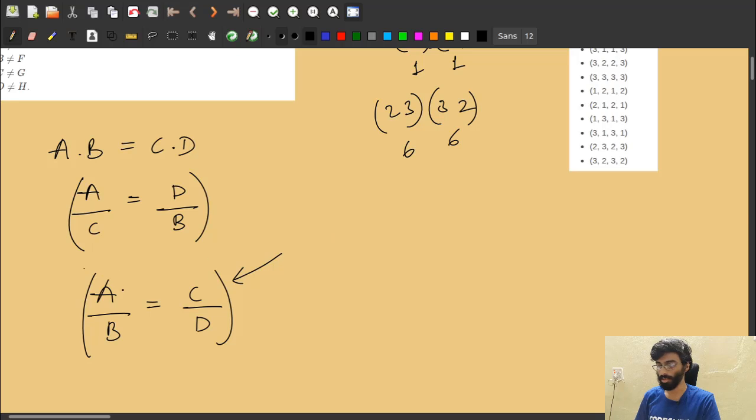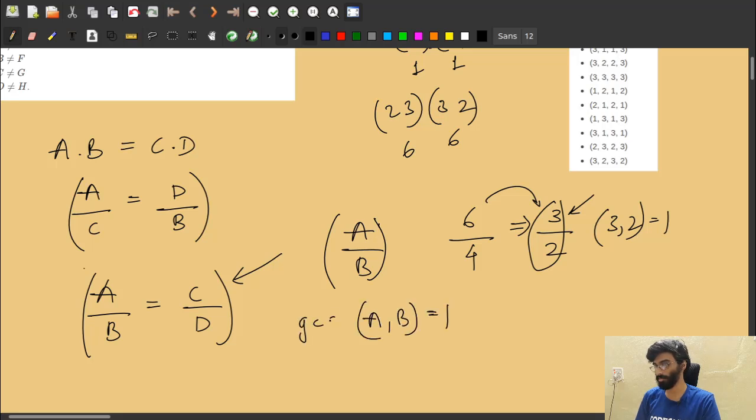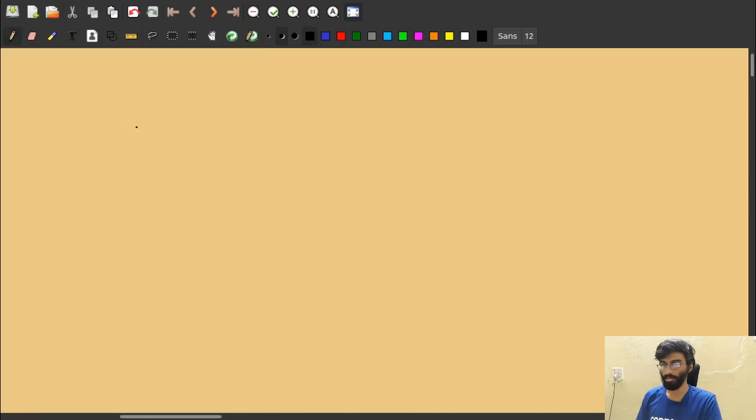The condition is that every a by b can be reduced to irreducible form. For example, if a is 6 and b is 4, this can be reduced to 3 by 2, and this is the smallest irreducible form, because the GCD of 3 and 2 is 1. So we can reduce a by b until the GCD of a and b becomes 1. So a by b equals c by d.